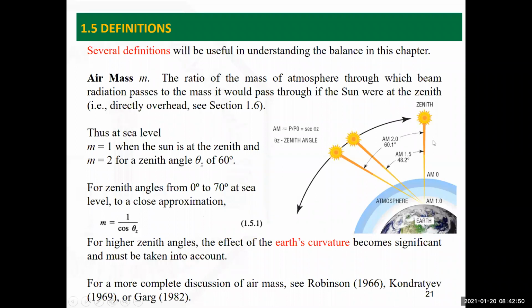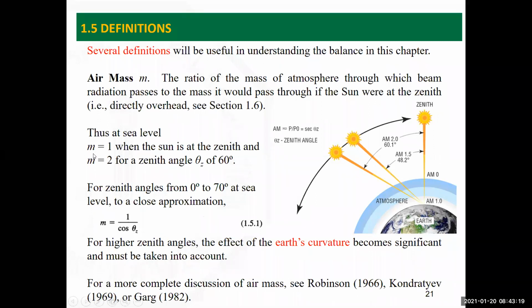So the shortest length here is taken as AM1, and then these are longer distances, and accordingly the values would change. So this is being measured, and roughly speaking, it's been taken as 1 divided by cosine theta z. What is theta z? This is called the zenith angle, and we are going to define this angle as we are moving in.